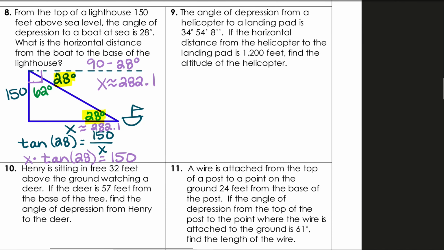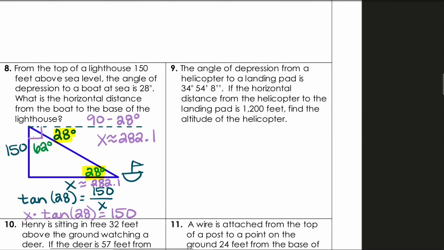So let's look at number 9. The angle of depression from a helicopter to a landing pad is 34 degrees, 54 minutes, and 8 seconds. Remember, when it's set up like this, these are like GPS coordinates. If the horizontal distance from the helicopter to the landing pad is 1,200 feet, find the altitude of the helicopter.